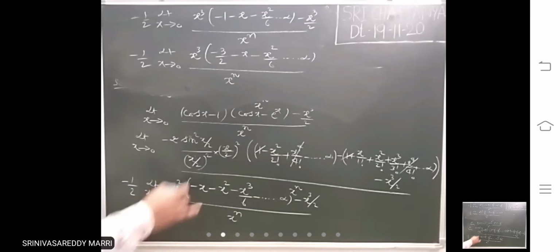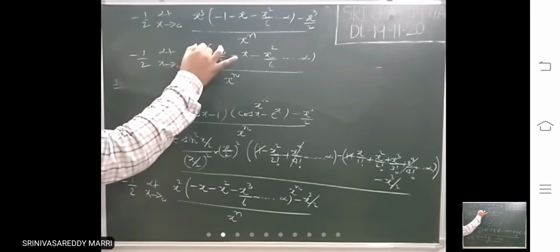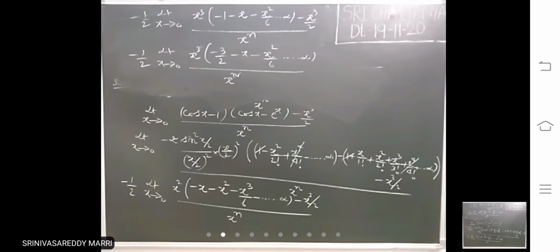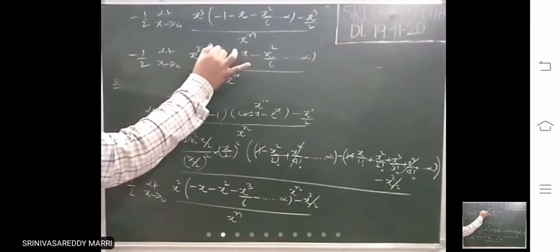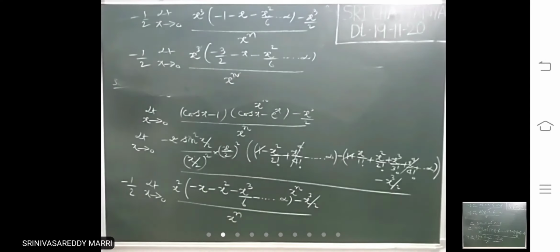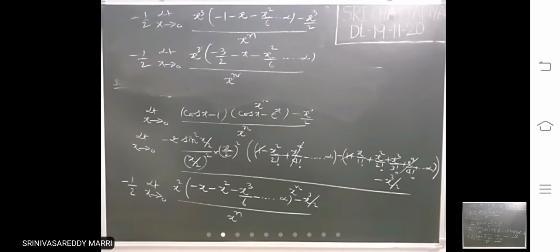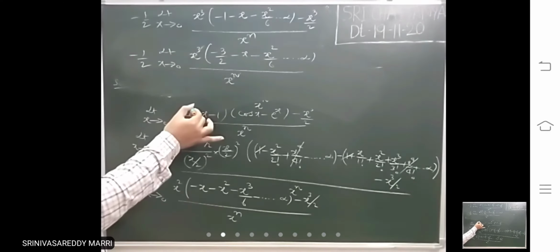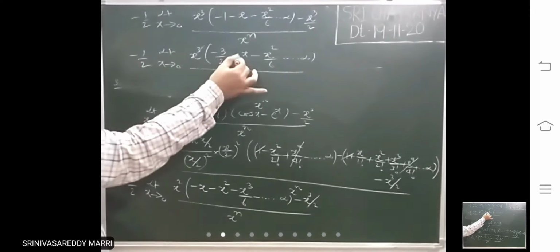When you get a finite limit, suppose this and this get cancelled, this and this get cancelled, and this and this get cancelled. Then what will you get? If you substitute 0, this will become minus 3 by 2, and this is 0, this is 0 and so on. We have to get a finite non-zero value. That means if this and this are cancelled, then this is minus 3 by 2 and 0.